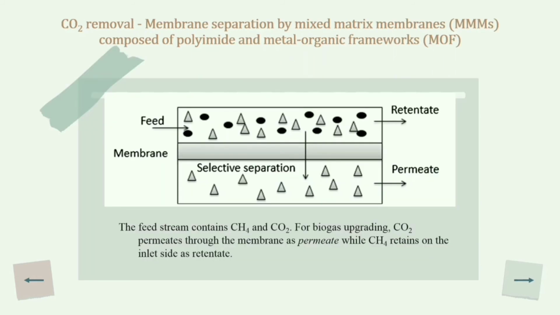Moving on, the biogas is passed through two membrane separator units to remove CO2. The membrane that we select is a mixed matrix membrane composed of polyimide and metal organic framework (MOF). Here, the feed stream contains CH4 and CO2. For biogas upgrading, CO2 permeates through the membrane as permeate, while CH4 is retained on the inlet side as retentate.